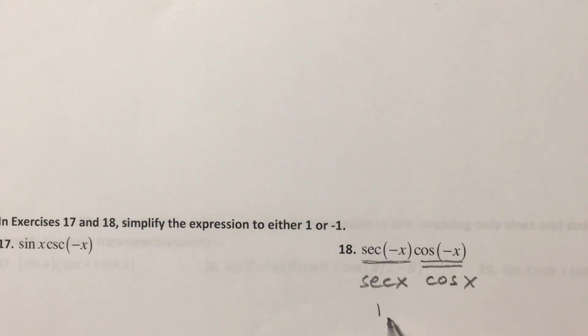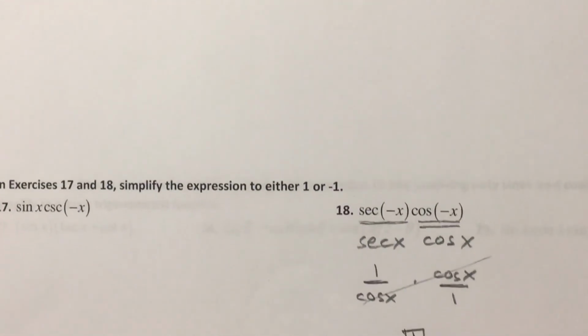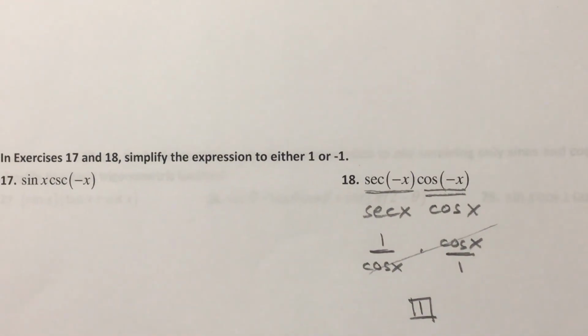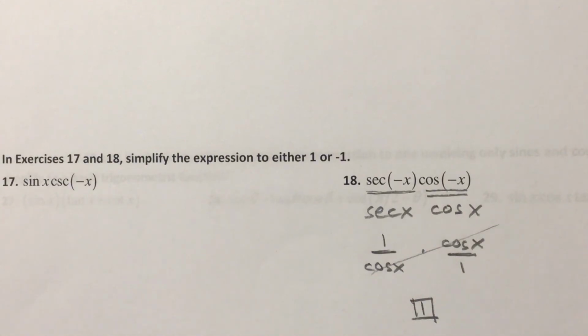Remember, secant is 1 over cosine. Obviously this is multiplication because they're written next to each other. Put that over 1 if you want. You can see these cancel out. Your final answer is just 1. Oh, sorry about that. Your final answer is just 1. Okay. All right. That'll hopefully get the ball rolling, and we'll take some questions, and we'll go from there.